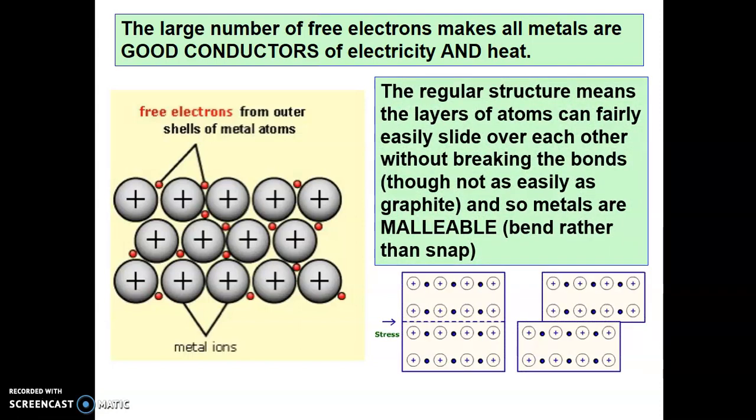Now, because they have a regular structure of layers within a metal, metals are what we call malleable. Okay? Because the layers can slide over each other. Not quite as easily as graphite, so they don't slide off each other, and they don't slide as easily as graphite, but they do slide. If you apply force to a metal, it will bend rather than break it. If you have a metal bar and you apply a force to it, it will bend and change shape.